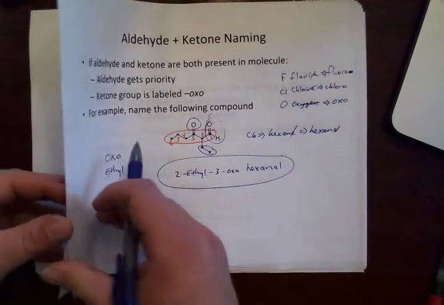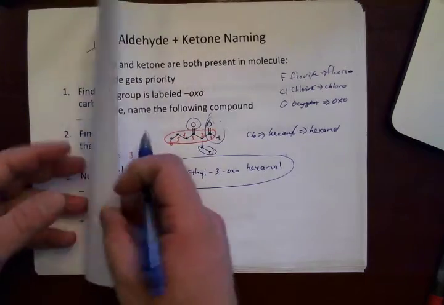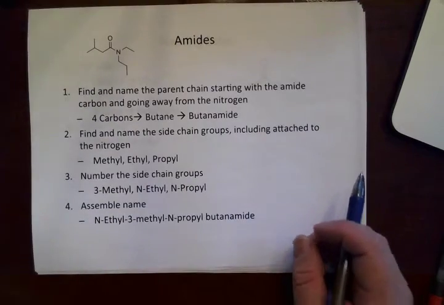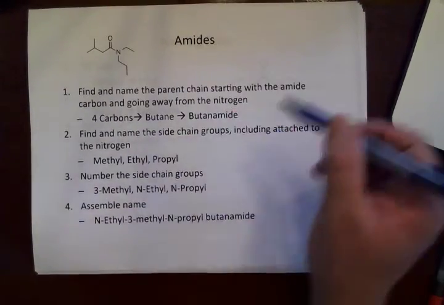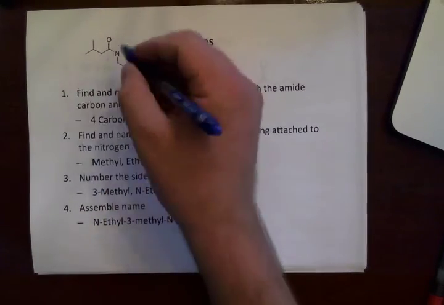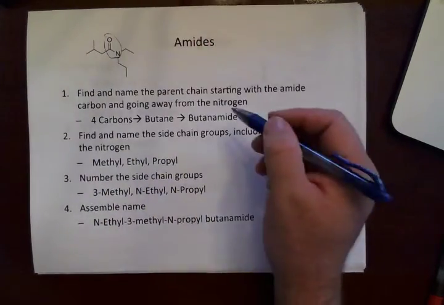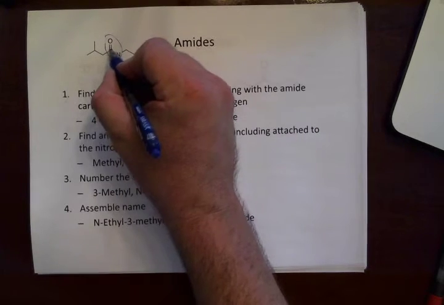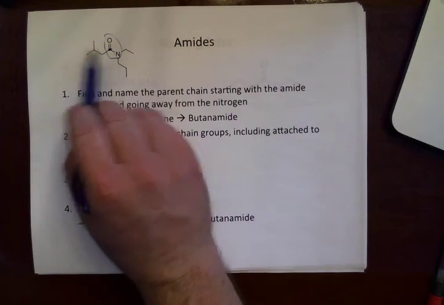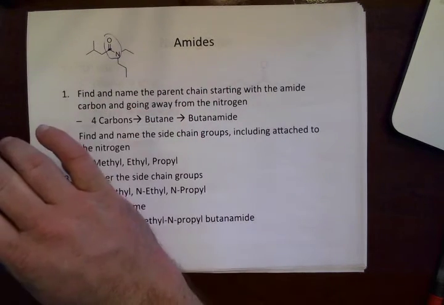Okay. So for amides, the main chain is going to be on the C double bond O. So here's your amide group. The C double bond O side, the carbon going away from the C double bond O, that's going to be the main chain.